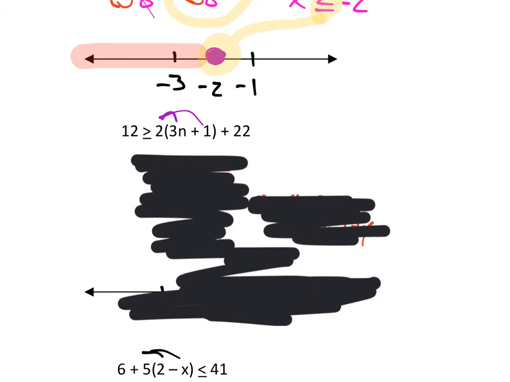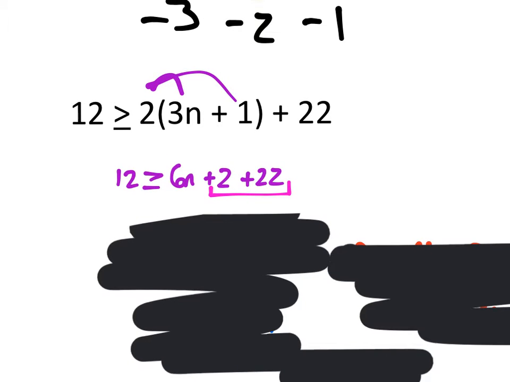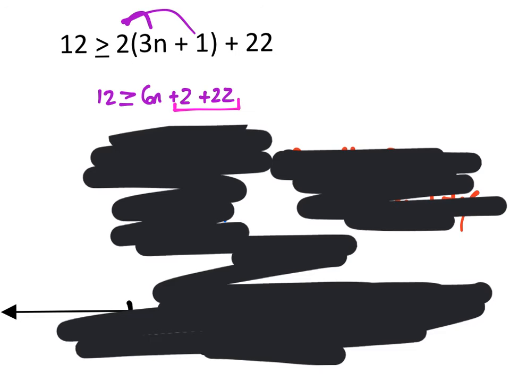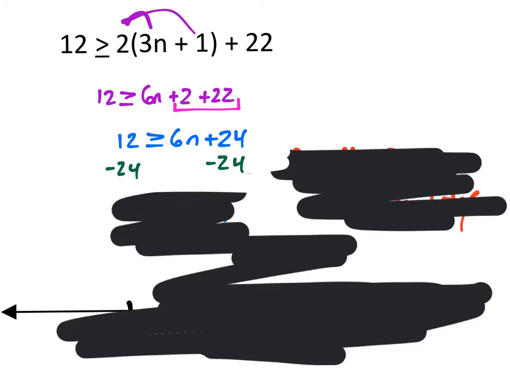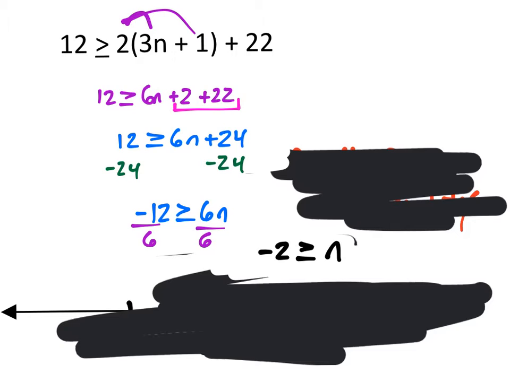All right, let's check out this one. First step would be distributing. All right, once we did that, here's what we got. We'd have 6n plus 2, and then that 2 and the 22 that was originally there on the outside are like terms, so I will combine them. All right, and then now we're just back to solving a two-step equation. I'd subtract 24 on both sides, and I'd get that negative 12 is greater than or equal to 6n. Now I would divide both sides by 6 to get this as our answer.